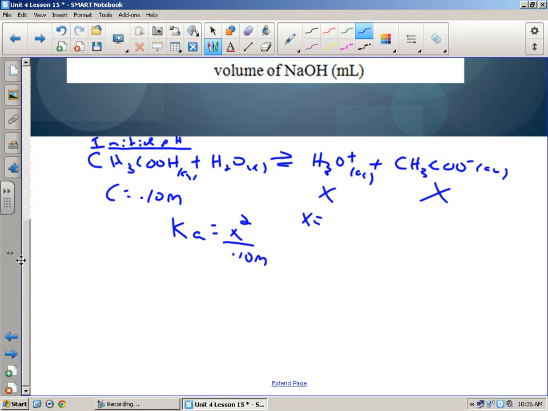Let's see now. I don't think I have this copied, so I'm going to have to calculate. Let me just do a quick calculation for that. Acetic acid, where is that here? 1.8 times 10 to the negative 5.